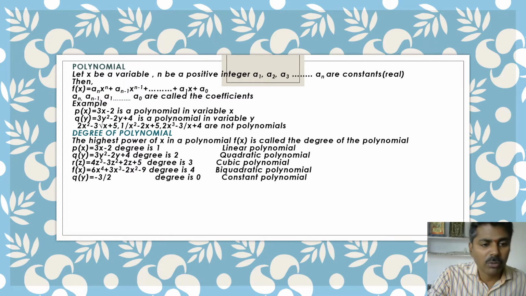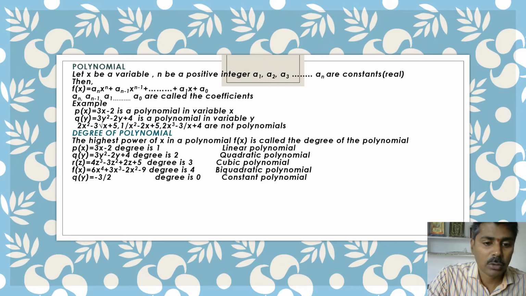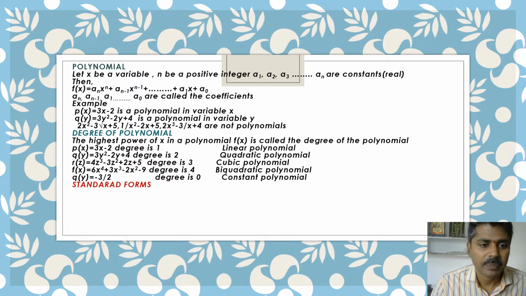And finally, one more: q of y is equal to minus 3 by 2. You can ask me, sir, I didn't see any variable. I'm talking about the degree only. Minus 3 by 2 means there is no variable here. If there is no variable, what is the exponent of that variable? 0. Hence, it is called a constant polynomial.